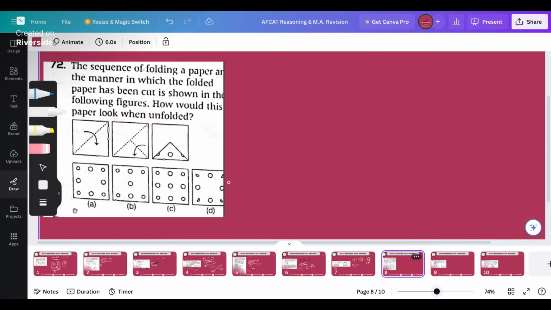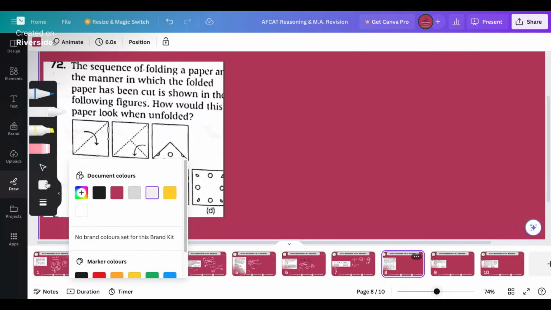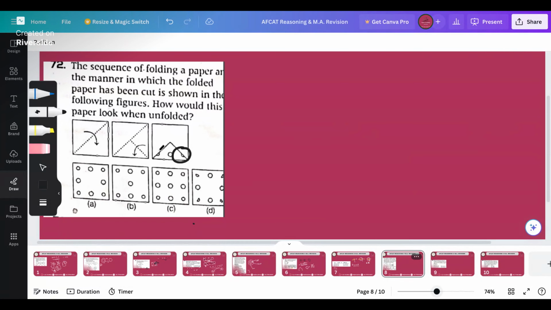So what will happen if you open this paper? Let's try to find it. Let's try to eliminate the options over here. What we are able to observe is that these two are the round ones, and over here in D you see these are in a very strange kind of shape. So this is not going to be your answer for sure. D is chucked out, right?